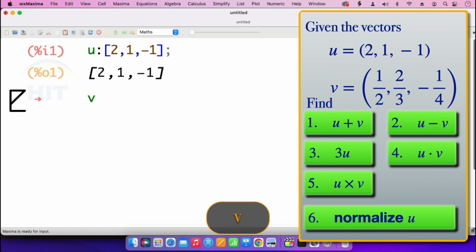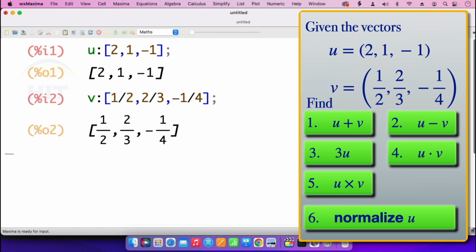So I'll put my v, colon, and then open the square brackets. And then we have 1 over 2, comma, then 2 over 3, comma, and then -1 over 4. Then Shift Enter. So the vector v is 1 over 2, 2 over 3, -1 over 4.